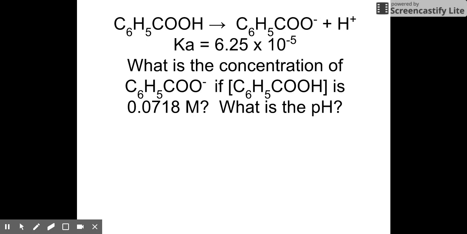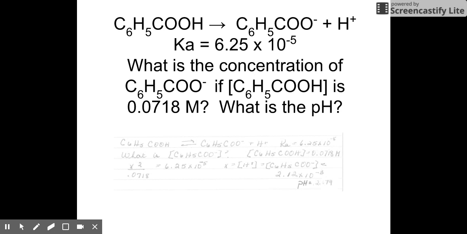So write the equation and then again say to yourself, okay, is this a strong acid or a weak acid? If it's a weak acid, I'm going to do Ka. If it's a strong acid, we're going to do things differently, and I'll show you one like that. So it says, what is the concentration of the anion? And then we're going to ultimately figure out the pH.